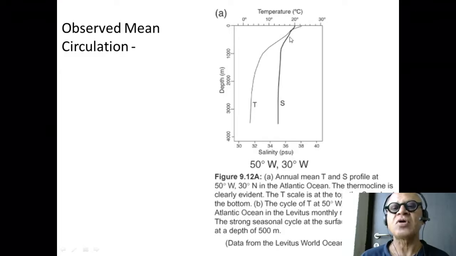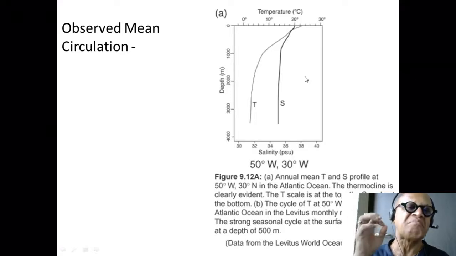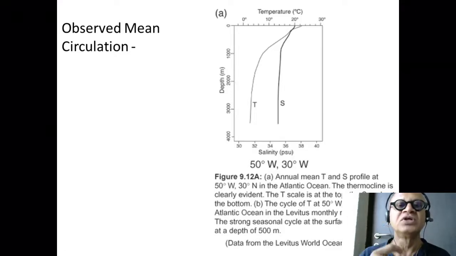It has a continuous drop from about 37 or so PSU. PSU here is practical salinity unit. It's a non-dimensional number, which is basically a measured quantity which corresponds to conductivity of the water. You can think of it as parts per thousand as well, but the most scientific way is to think of it as PSU. So it's going down to about 35 point something and then becoming constant at about 35 in the deep ocean.